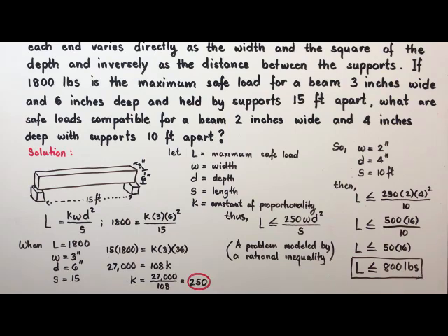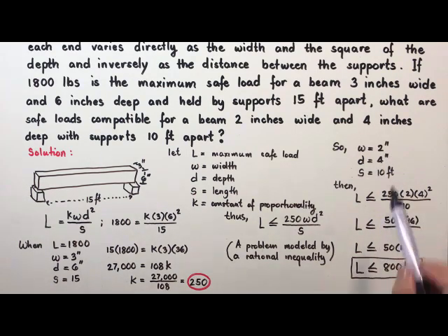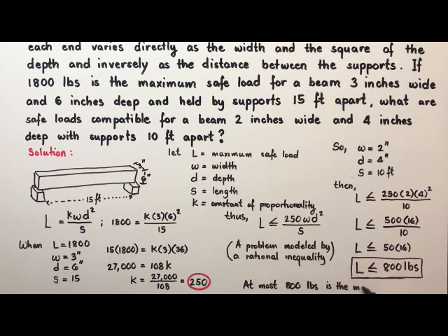So what are the loads compatible with the beam of width 2 inches, of depth 4 inches, and the distance between the two supports of 10 feet? It's 800 pounds or less. Are the loads compatible with that beam? So in other words, we say that at most 800 pounds is the maximum safe load. And that's it.